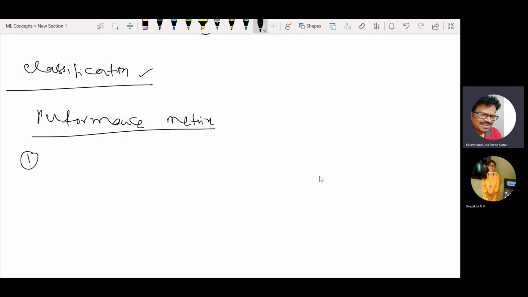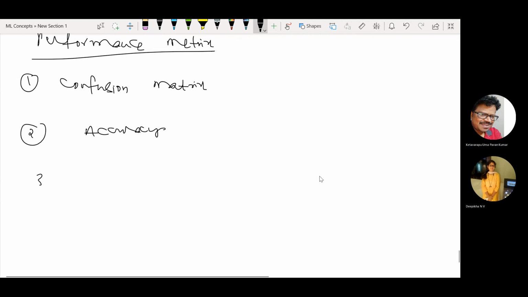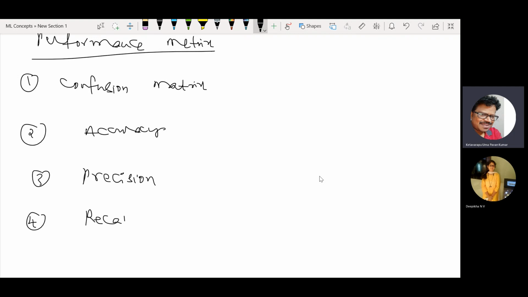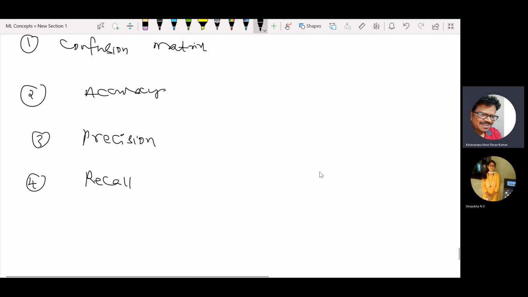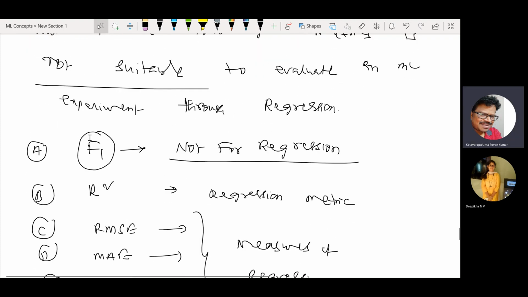We have classification measures also. The most frequently used one is the confusion matrix. Already we have discussed this. The second thing is accuracy. We get questions from this also. Next is precision, then recall, precision and recall, and then F1. Now we have seen the F score or F1 score. The wrong answer here is F1, not suitable for regression, but it is a classification measure. Friends, F1 is a classification measure.